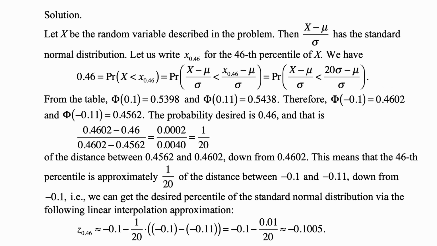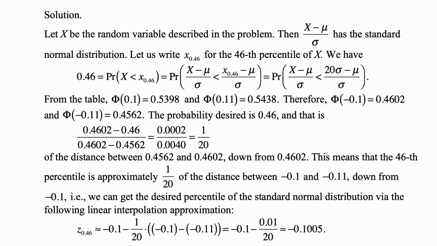Here's the solution. Let X be the random variable described in the problem. That (X minus mu) over sigma has the standard normal distribution. Let us write x 0.46 for the 46th percentile of X. So we have that 0.46 is the probability that X is less than x 0.46, which is the probability that (X minus mu) over sigma is less than (x 0.46 minus mu) over sigma.